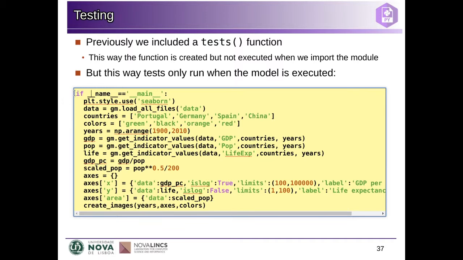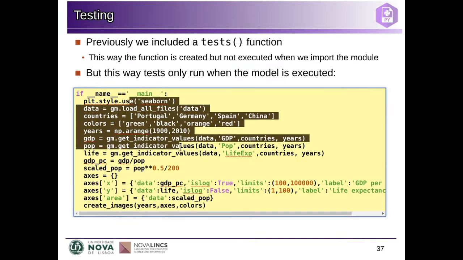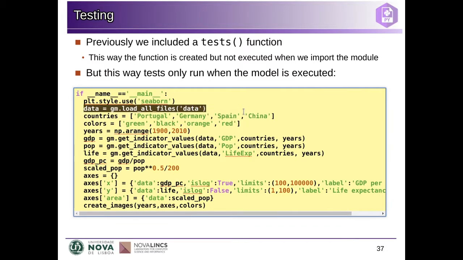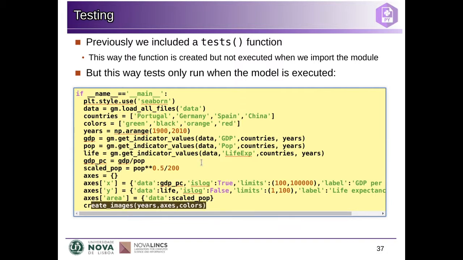So if you do something like this, if __name__, these are two underscores at the beginning and the end, because this is a special attribute that the interpreter is setting. If __name__ equals "__main__", also with two underscores, this string, this means that this module is the one being executed as the main module. So you can put here everything that you want to be executed when you actually run the module as the main module. In this case, I'm reading the data, creating the countries, and creating the images for the animation.